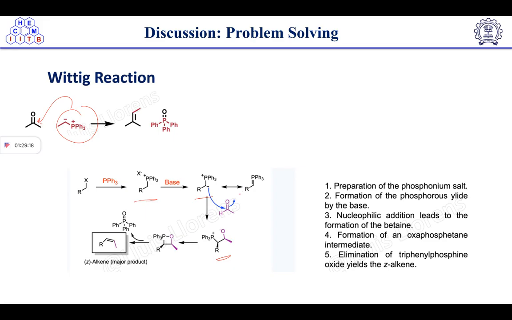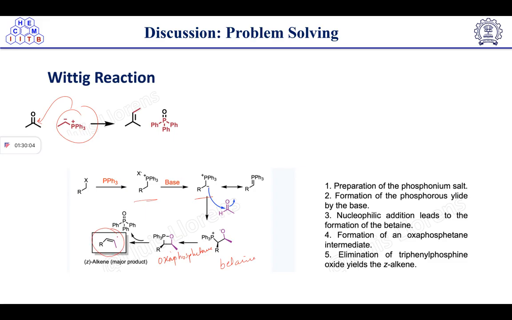Then formation of the phosphorus halide by the base. Then the third step is the nucleophilic addition, which leads to the formation of the betaine. This is known as betaine. Okay. Then it will form the oxaphosphetane. Oxaphosphetane, a 4-member ring. And then this oxaphosphetane will undergo elimination of triphenylphosphine oxide to give the Z alkene as a major product.